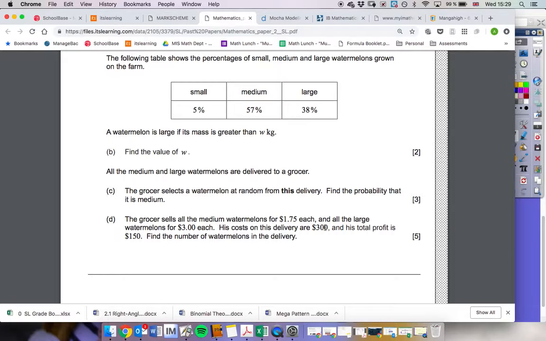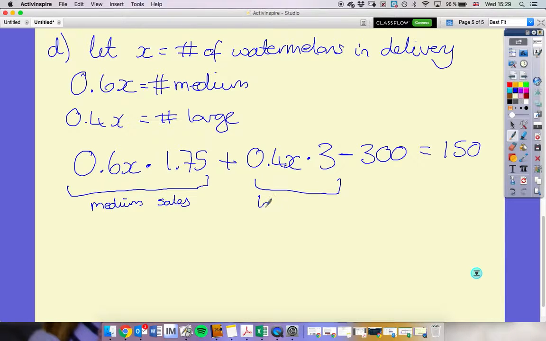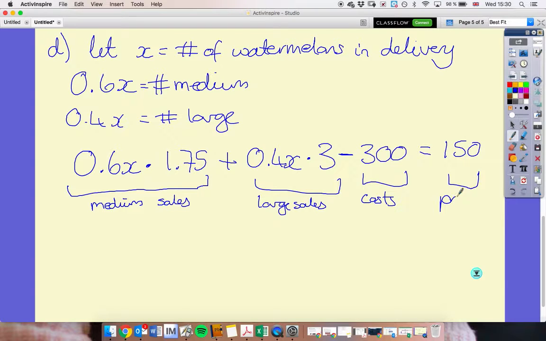His costs on this delivery are $300, so we have to subtract the $300 to work out what his profit is. The profit is $150. So this is the amount that the medium watermelons sold for, so medium sales, we'll call that. These are the large watermelon sales. These are his costs. And this is his profit. And this now is just a linear equation. So we can work these out.